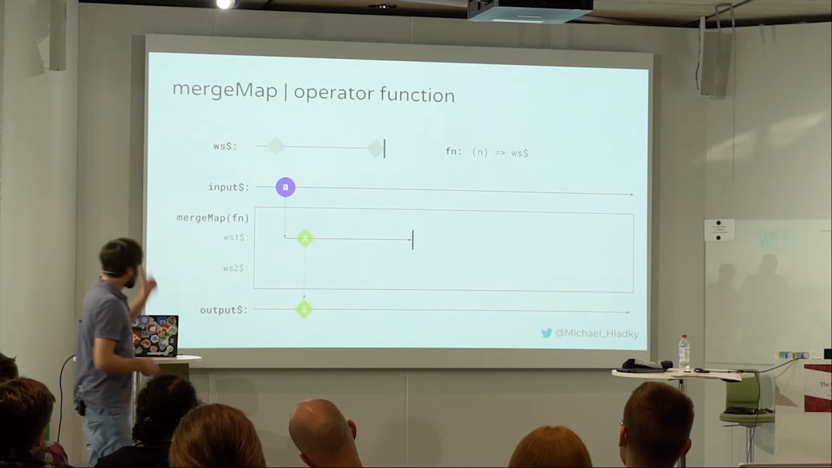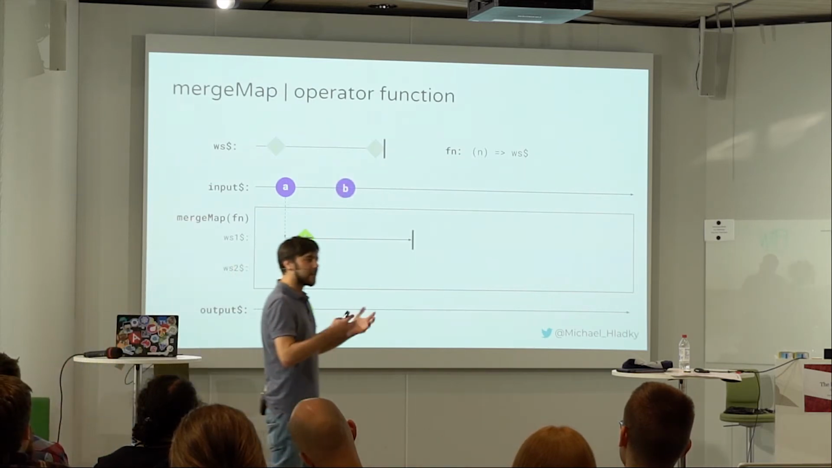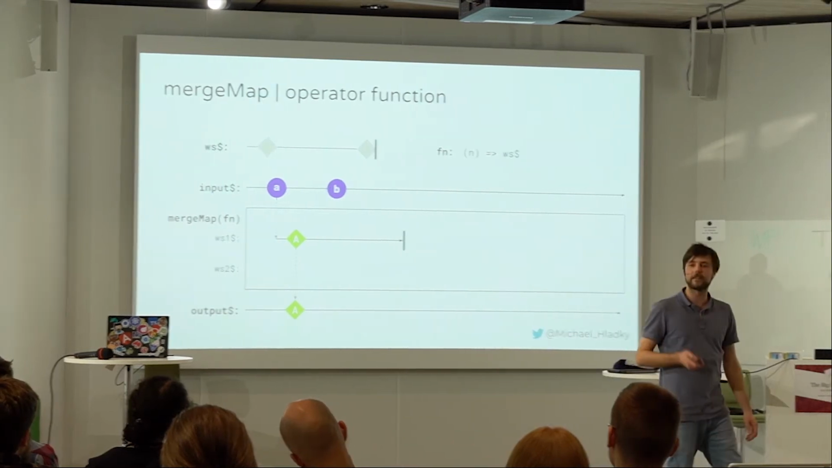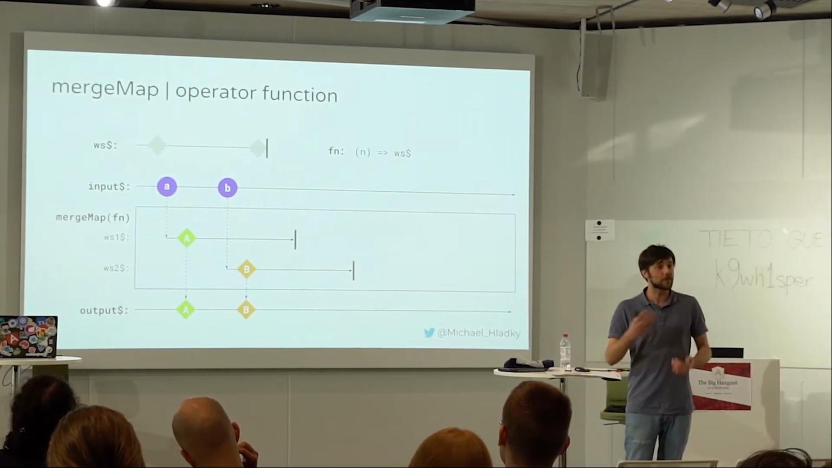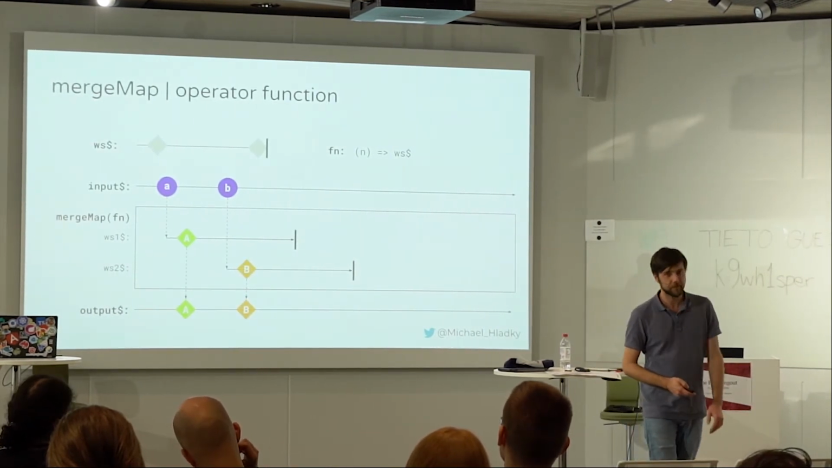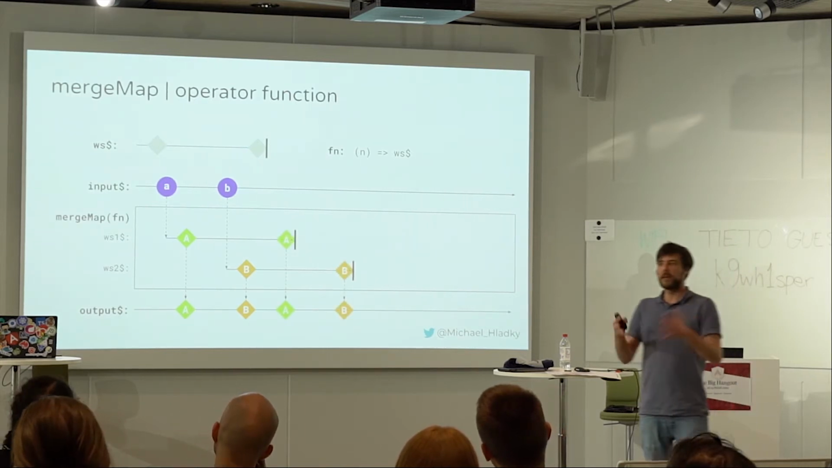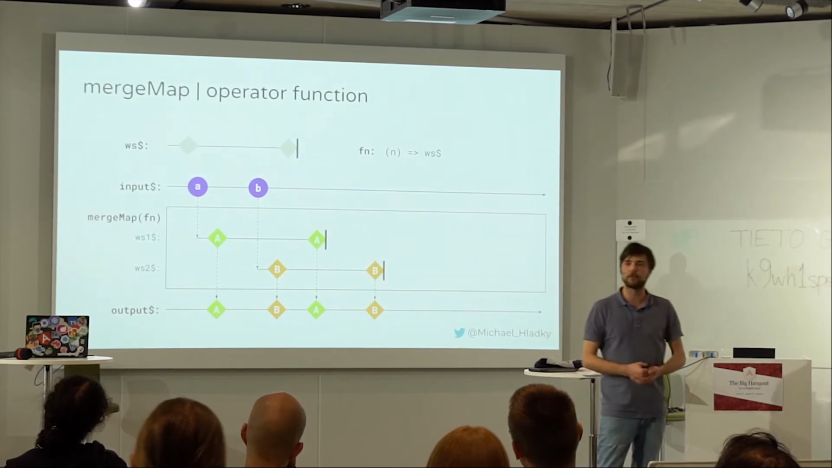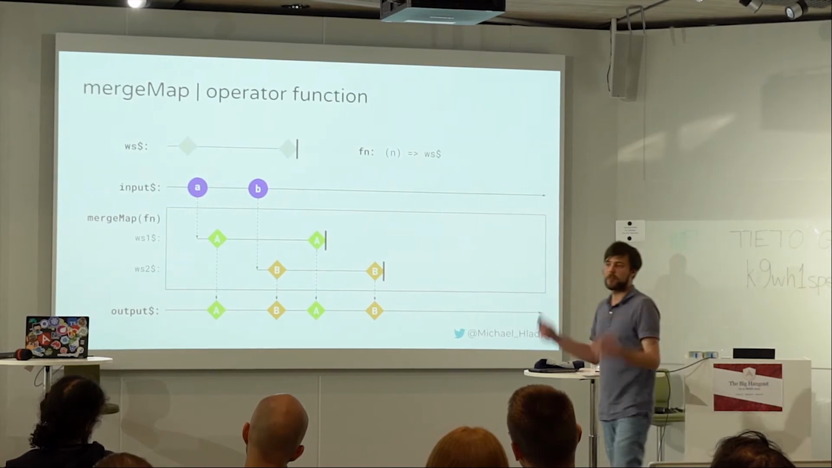And this observable starts to emit values. And then we have a new single value that enters the input stream, and again we take this value and again turn it into an observable. And this observable also starts to emit values. And in the end, we merge all those emitted values together in one single output stream. Very useful if you want to, for example, merge different WebSockets together.